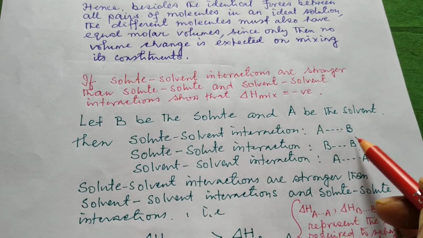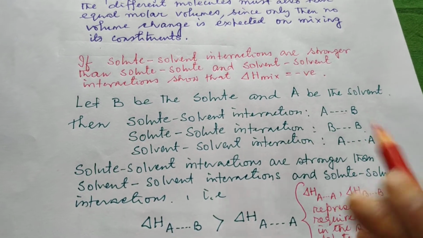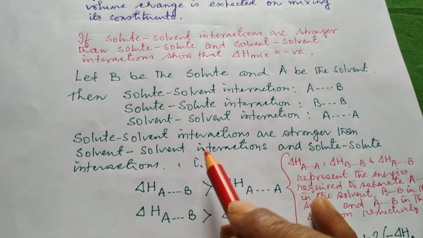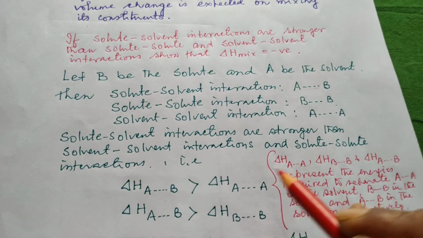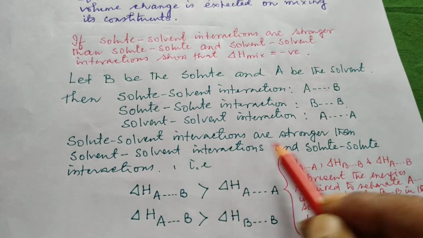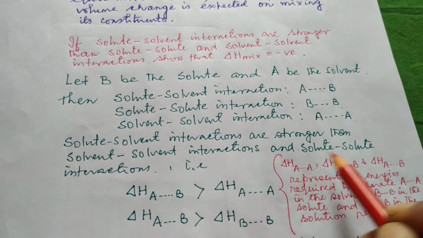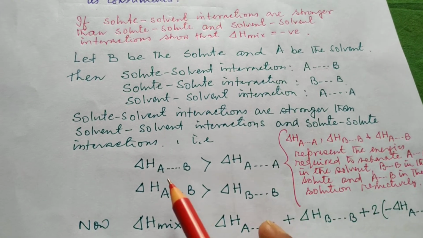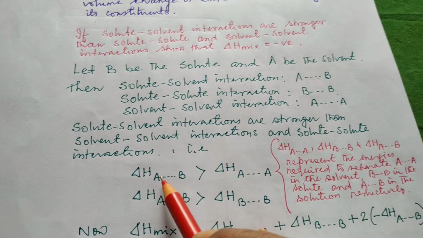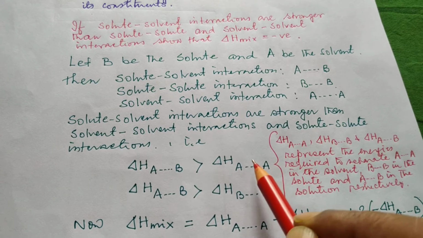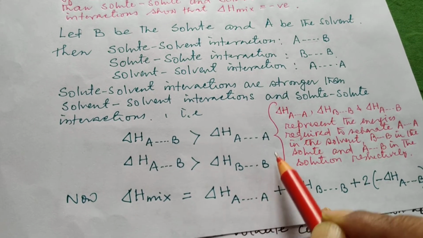So this is the force between A and B, this is the force between B and B, and this is the force between A and A. Now, solute-solvent interactions are stronger than solvent-solvent interactions, and solute-solute interactions are stronger than solvent-solvent interactions. That is, delta HAB, the solute-solvent interaction, is greater than delta HAA, the solvent-solvent interaction.